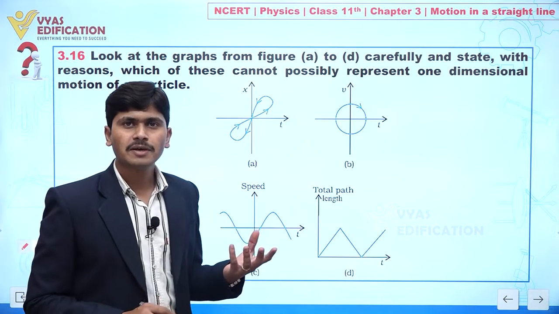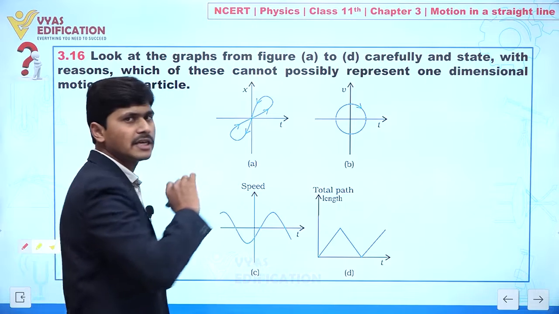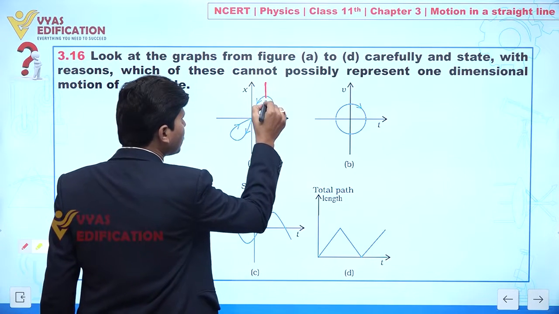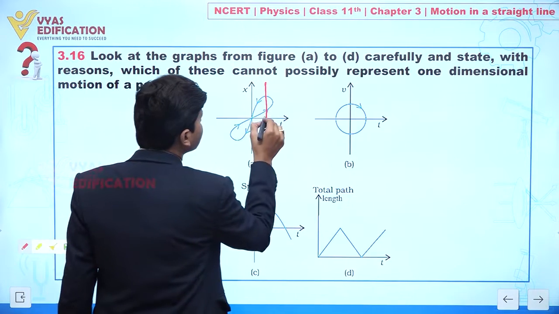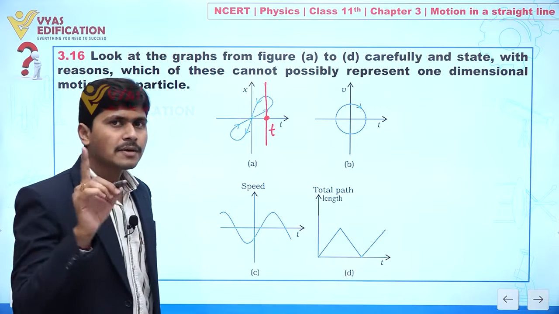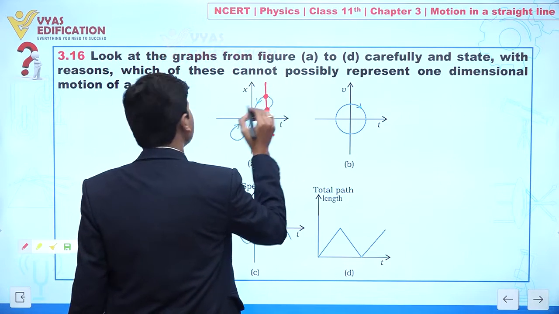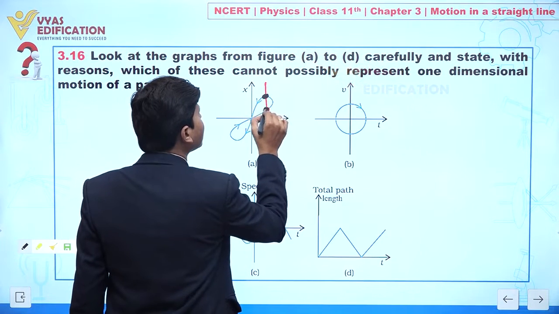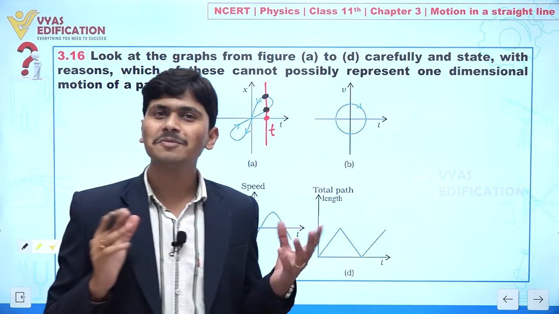Now in situation number A, let's suppose this is the graph that is given. Let's suppose I draw a line here that is parallel to the x-axis like this. Listen carefully to what I want to say. You can see at a particular time, let's suppose this time is t, we are getting two positions of a particle, this one and this one. I think you are getting my point, yes or no? So at a particular time we are getting two positions of a particle, that is not possible.